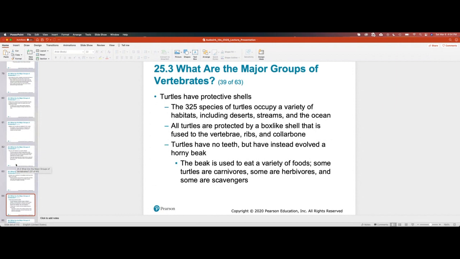Turtles are unique for their shell, and it's box-like and fused to their vertebrae, ribs, and collarbones. So no, you cannot take a turtle out of its shell.